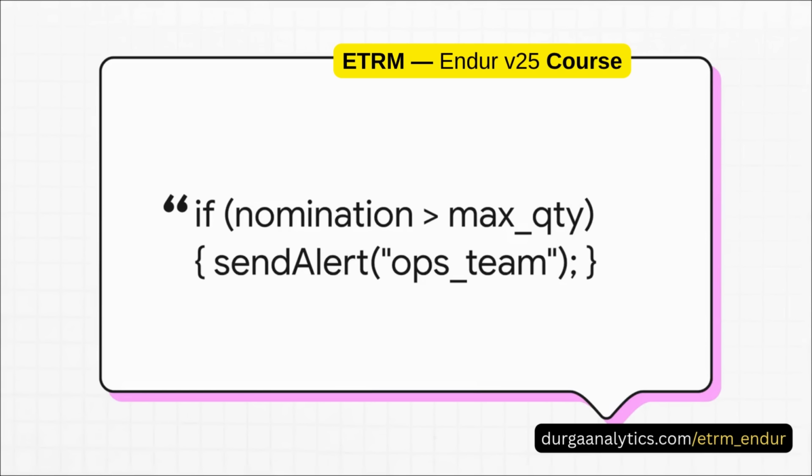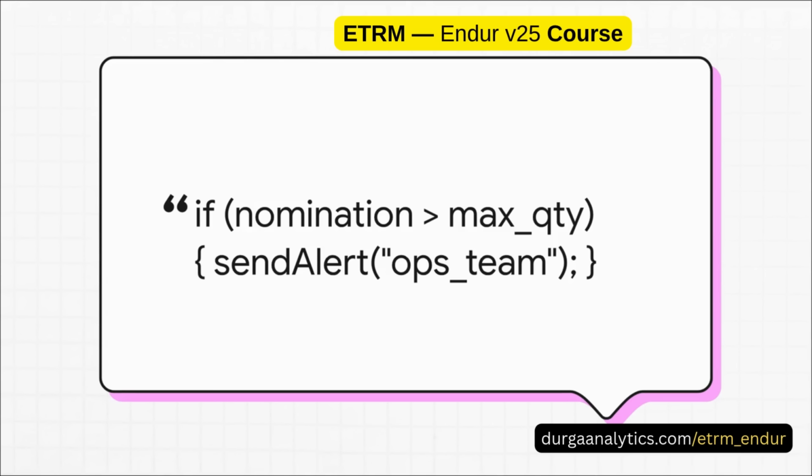So finally, how do you enforce all of these complex rules at scale? The answer is automation. This simple piece of OpenJVS code, that's Endur's own scripting language, acts like a digital guardrail. Think of it as an automated pre-deal check. If a trader or a scheduler tries to nominate gas outside the contractual swing limits, this script will fire an alert to the operations team in real time, preventing a costly breach of contract before it can even happen.